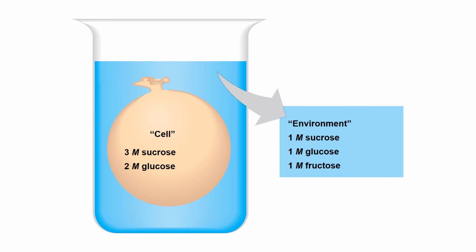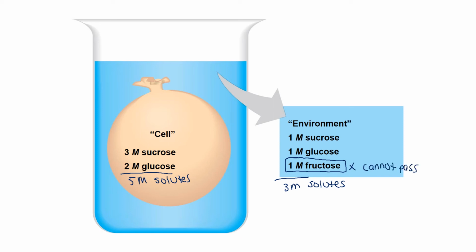All right, so let's look at another example. We've got a very similar example here. So we've got here, we can add it up, we've got 5 molar of solutes inside the cell. We have 3 molar of solutes outside of the cell. And we'll just keep this trend right here. We'll keep fructose. It cannot pass.